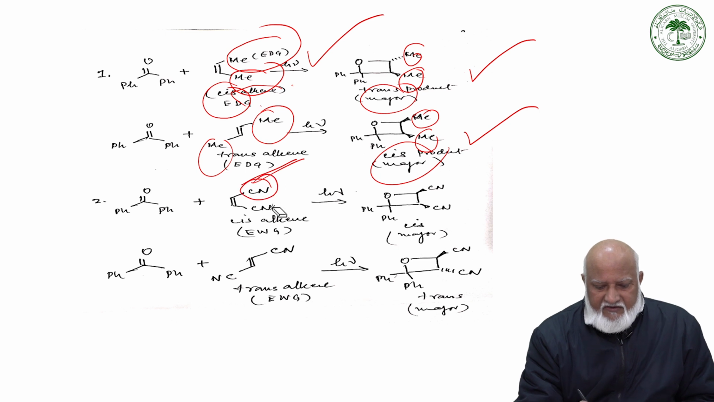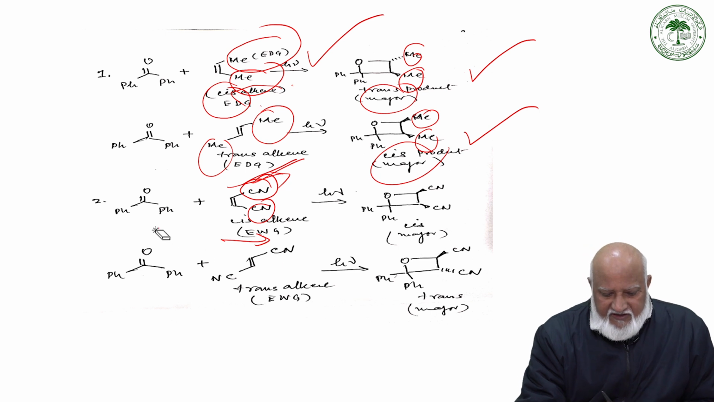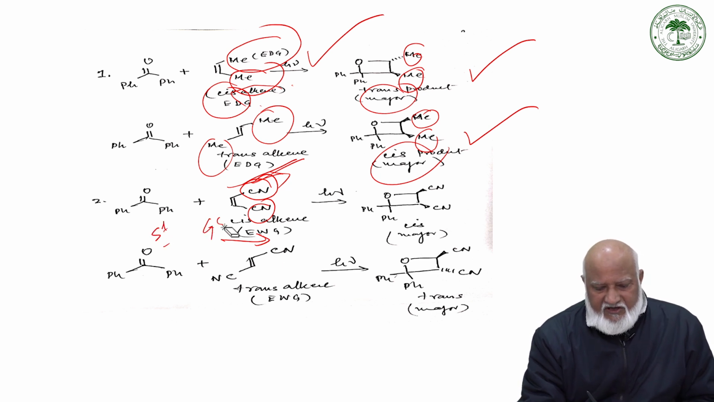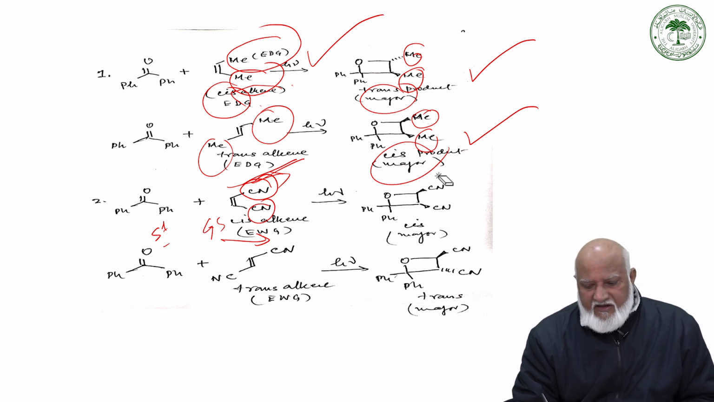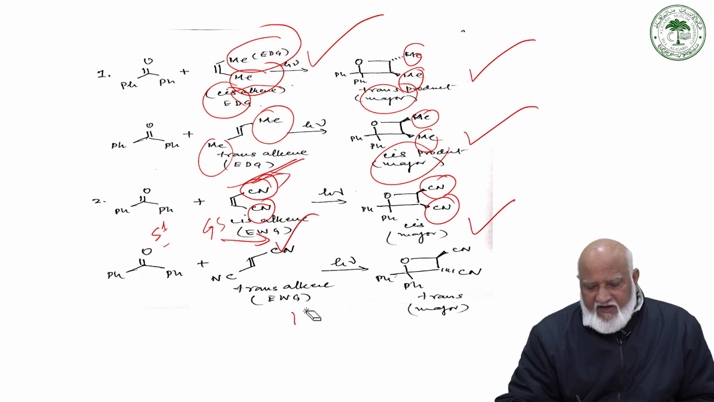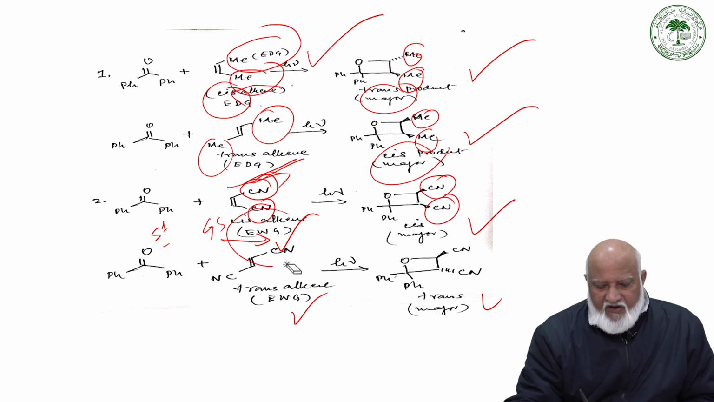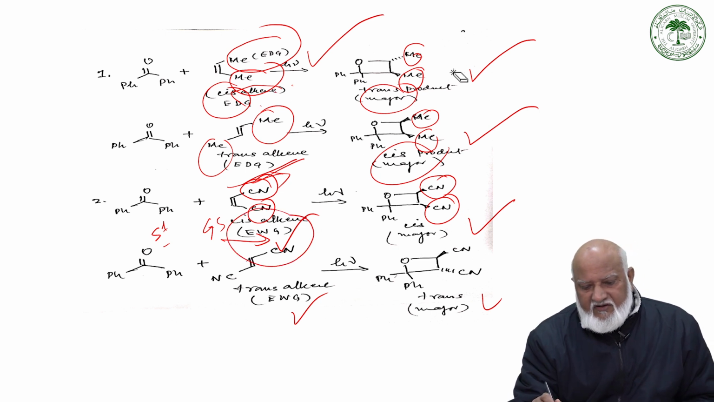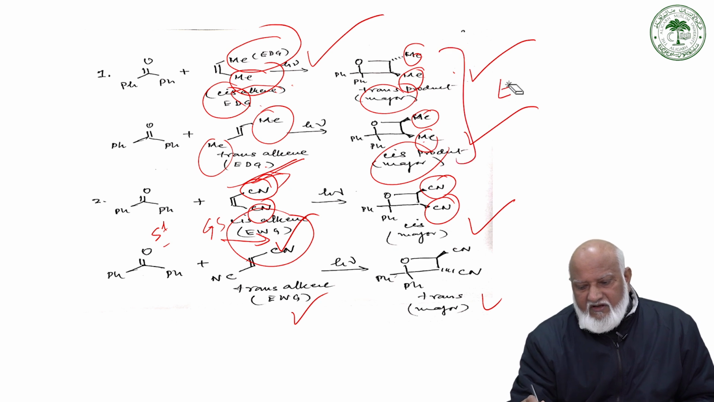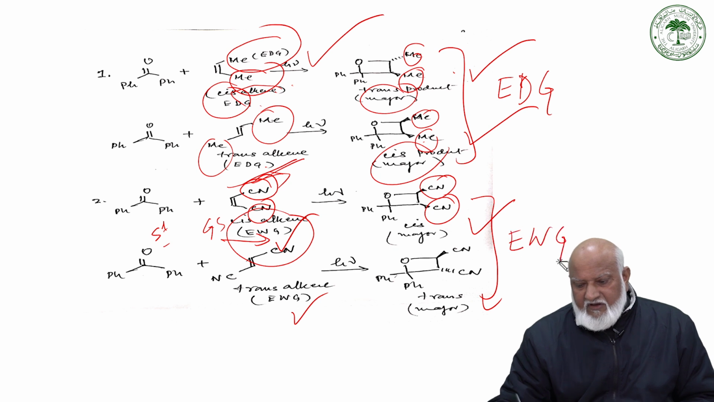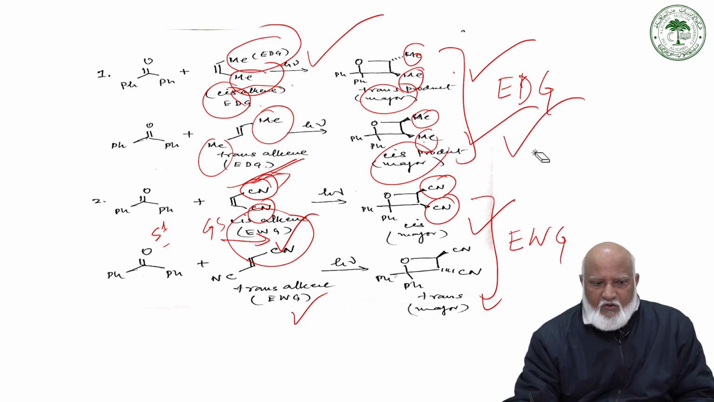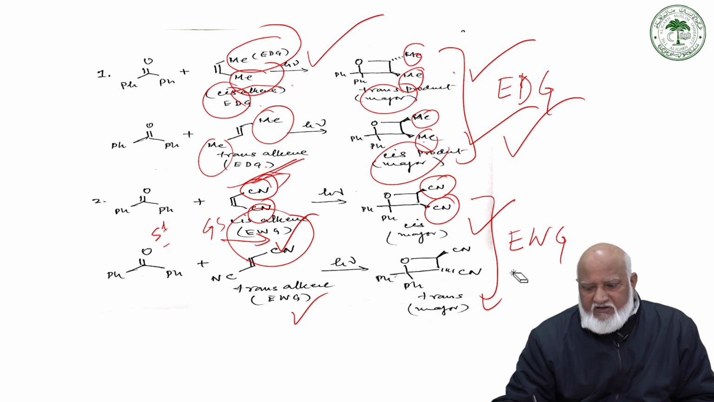On the other hand, when we have an electron withdrawing group such as dicyano, the excited singlet state of the carbonyl adds to the ground state of the alkene, so there need not be any spin flip. Both bond formations take place and stereochemistry is going to be retained in the electron withdrawing group. Cis gives cis, trans gives trans in the case of electron withdrawing group, whereas cis gives trans, trans gives cis in the case of electron donating group. So there is a change in stereochemistry in electron donating group. There is a retention in stereochemistry in electron withdrawing group.